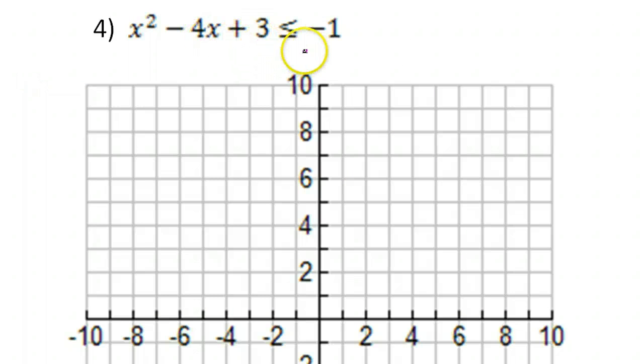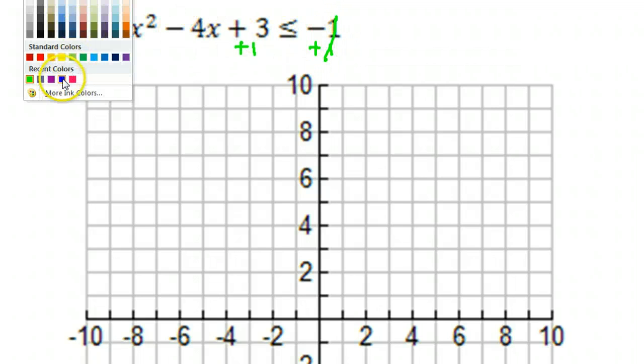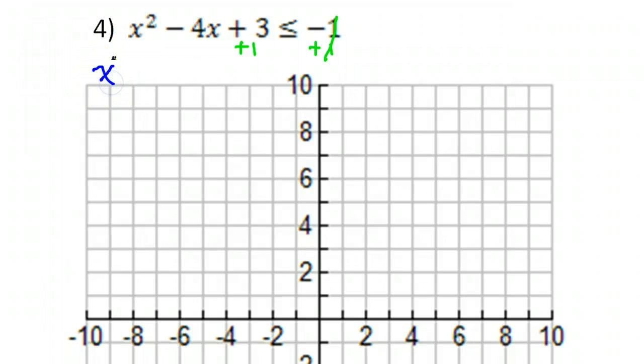Okay, once again for number 4, let's get 0 on one side, so I'd like to add 1 to both sides like this. And that is going to give me x squared minus 4x plus 4 is less than or equal to 0. Okay, let's take a look at the graph.